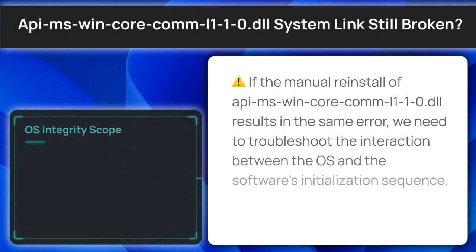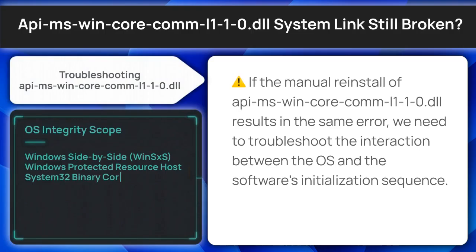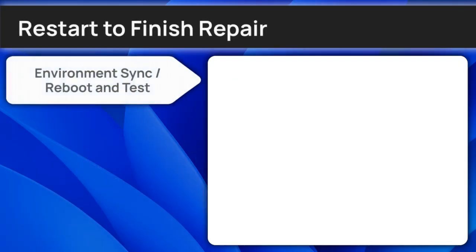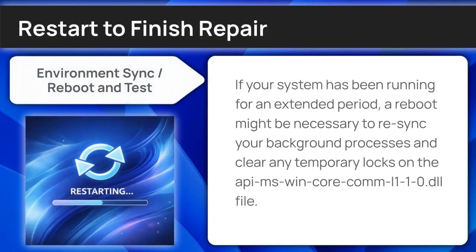In the event the error remains visible, it indicates we need to verify the environment's ability to register new shared resources. A quick reboot can determine if the error is transient. While it won't fix a deleted file, it can re-establish the connection between your software and the WinCore Comm library file if the path was temporarily busy.